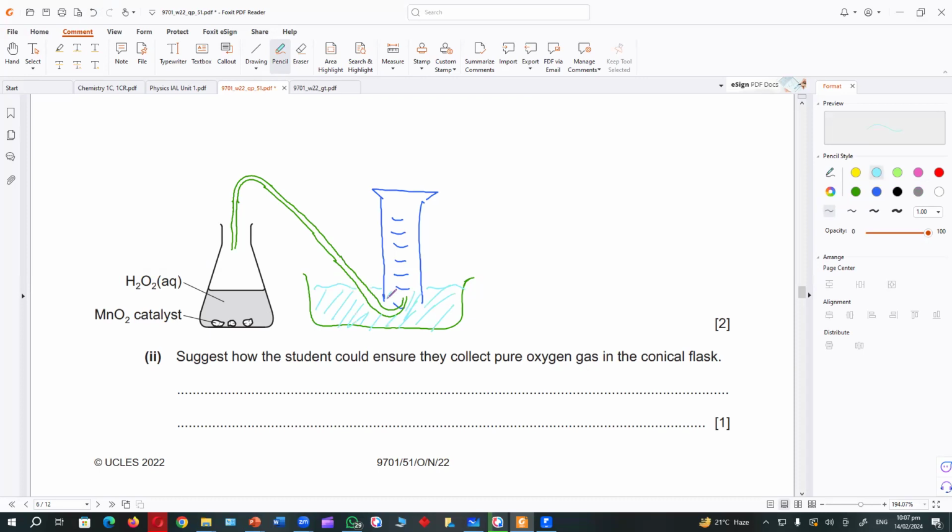Now look at this. Now this is our apparatus ready for the job.